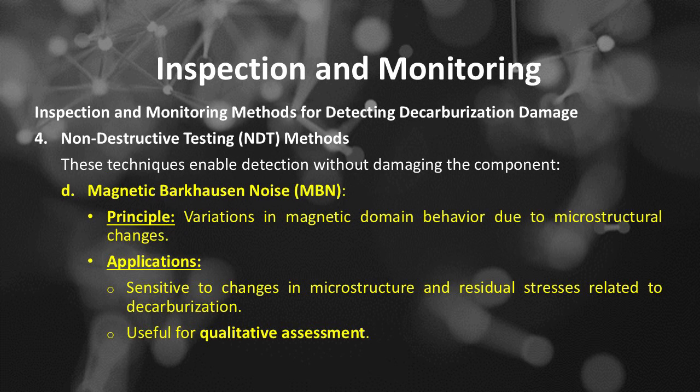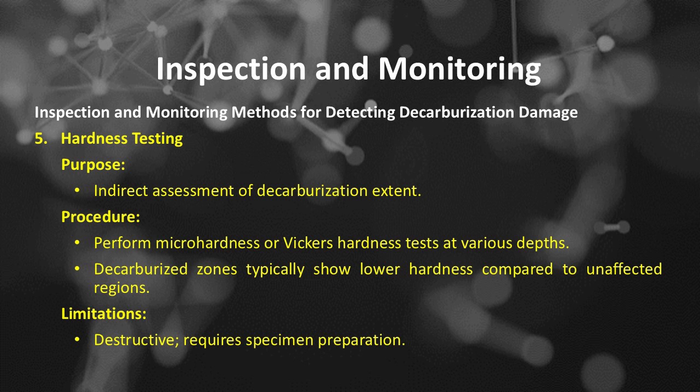Number D, magnetic Barkhausen noise or MBN. Principle of magnetic Barkhausen noise: variations in magnetic domain behavior due to microstructural changes. Applications of magnetic Barkhausen noise: it is sensitive to changes in microstructure and residual stresses related to decarburization, useful for qualitative assessment. Number 5 of the inspection and monitoring methods for detecting decarburization damage is hardness testing.